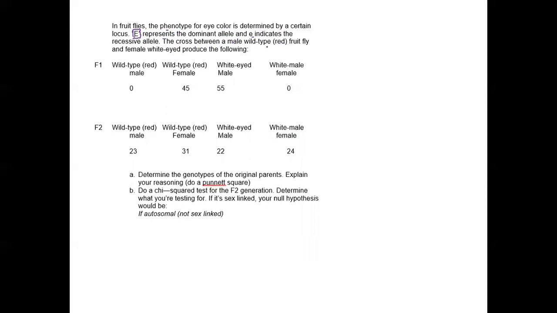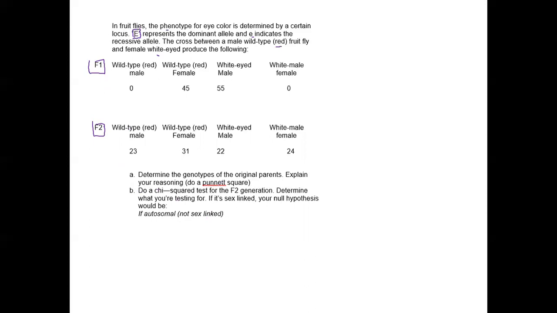It says the cross between a male wild type, which is red, and a female white-eyed produced the following offspring. So here's your F1. And then here's the F2. So there's a few things about this that really should be jumping out at us.